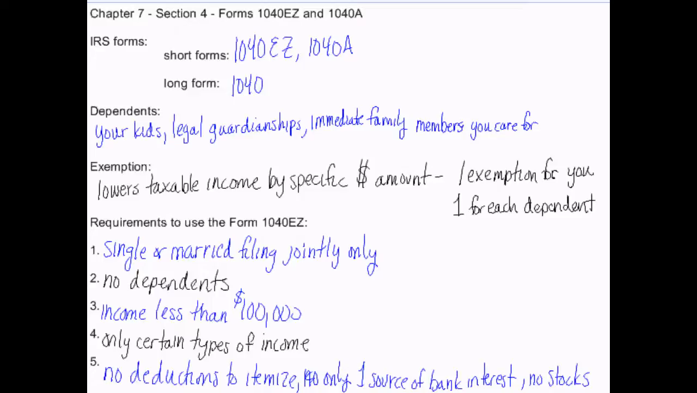Your dependents are your kids. People you have legal guardianship over. So if you have like foster children, or if you legally care for your nephews, uncles, siblings, rights removed kid, you have legal paperwork. Immediate family members you care for. They have to be related to you though. You can't claim your fifth cousin's best friend. You can't claim your best friend. You can't claim your boyfriend or your girlfriend, or even your fiance. You'd have to be married to be claimed.